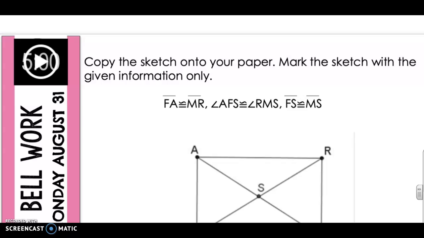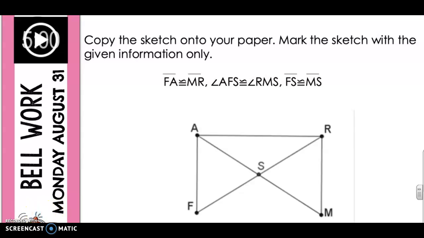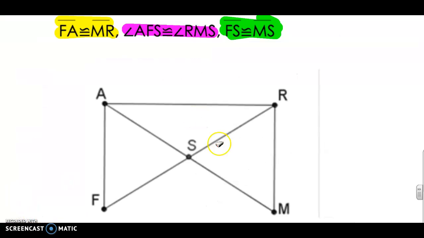Okay, so today's spell work problem says copy the sketch onto your paper. Mark the sketch with the given information only. So you already have this image on your paper. So we're going to look through what this information they're telling us means and how we mark it on the sketch.